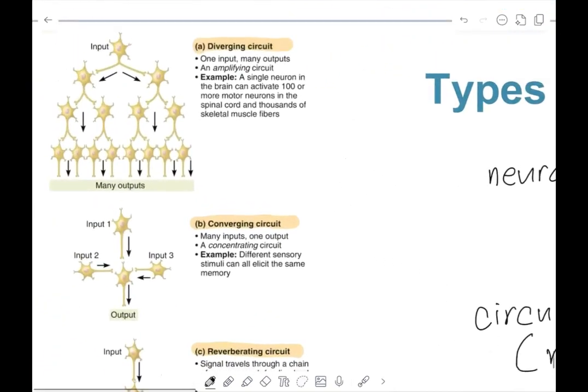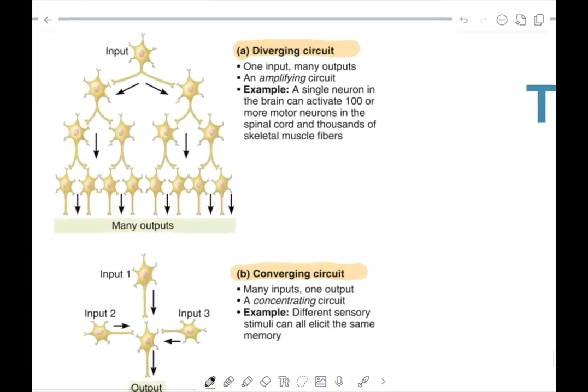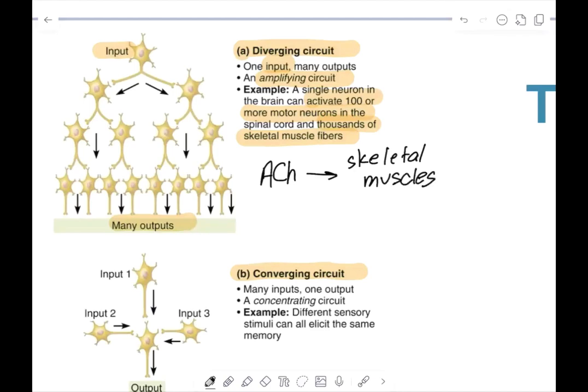So let's look at these four different examples. For a diverging circuit, there is one input and many outputs. That's why it's an amplifying circuit. An example would be a single neuron in the brain activating 100 or more motor neurons in the spinal cord and thousands of skeletal muscle fibers. So this is the example that you learned in chapter 9, where acetylcholine affected the skeletal muscles. And in this case, the acetylcholine worked as an EPSP.